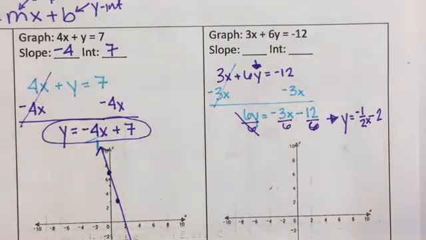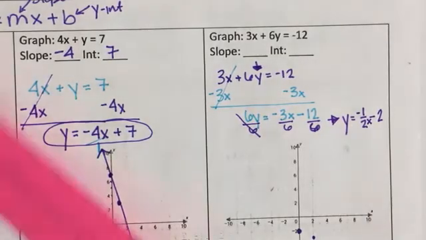So now I'm going to start at negative 2 on my graph. My slope is a negative 1/2, so that means I have to go down 1 over 2. Down 1 over 2. Graph your line.